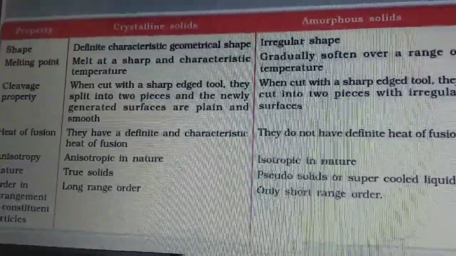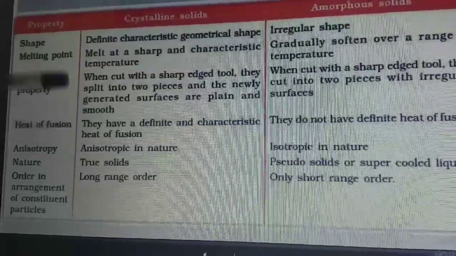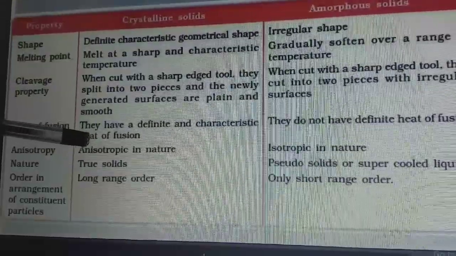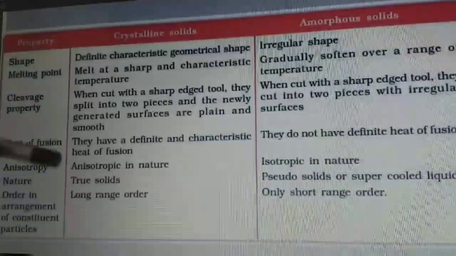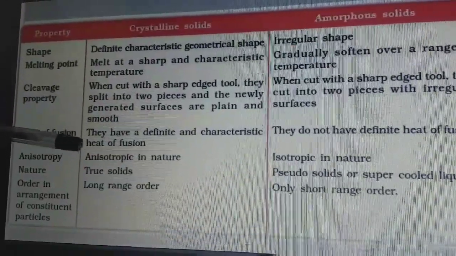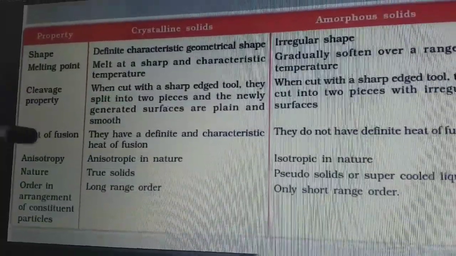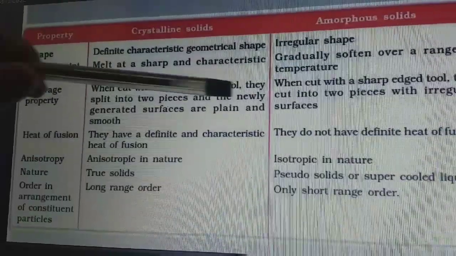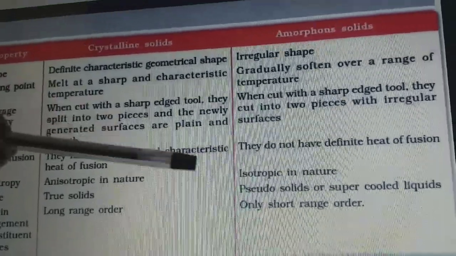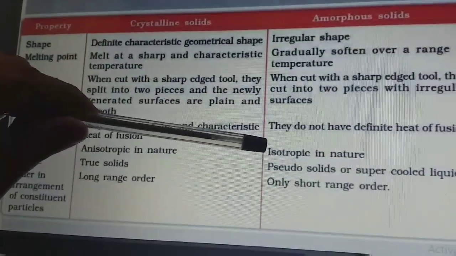Next, whether it is anisotropic or isotropic. Crystalline solids are anisotropic in nature; amorphous solids are isotropic. Once again, in crystalline solids the constituent particles are orderly arranged, so when you measure physical properties like refractive index or electrical resistance, you get different values in different directions. But in amorphous solids, the arrangement is irregular, with short range order, so whichever direction you measure the physical properties in, the value will be the same. That's why they are called isotropic.